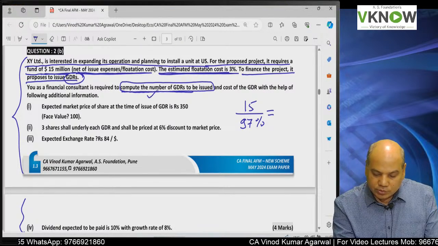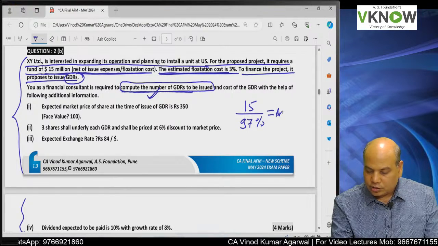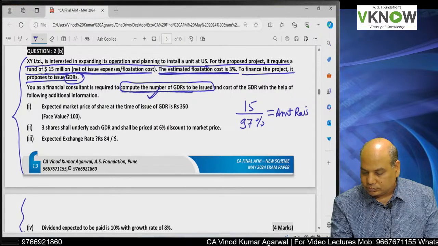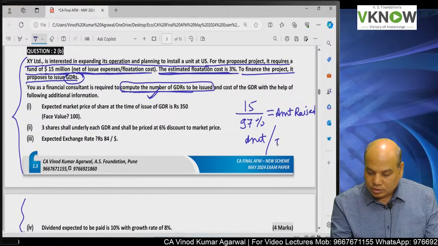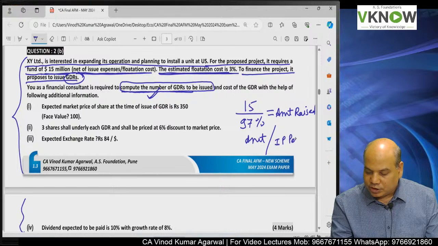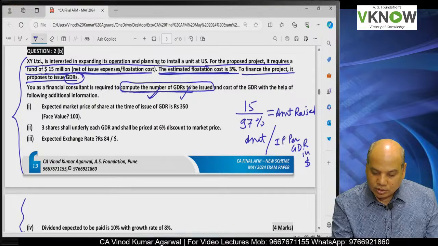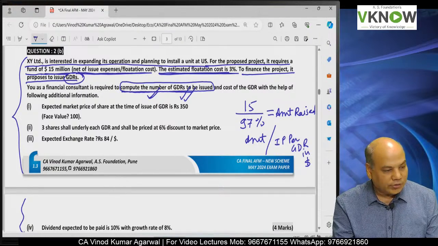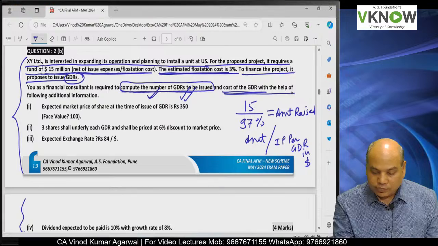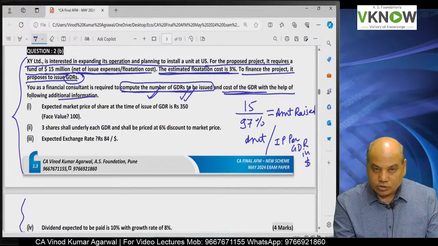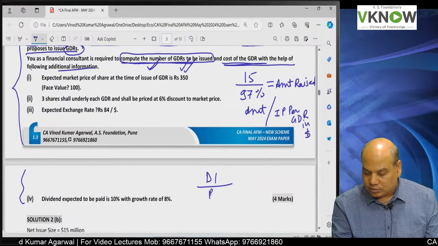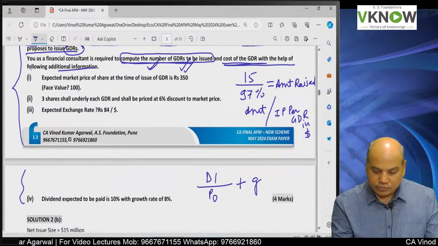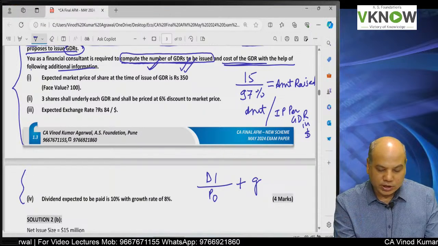So the first question is the number of GDR to be issued. So first I need to compute the amount raised, and that amount raised will be divided by issue price per GDR in dollar, and that will give me the number of GDR to be issued. Second is the cost of GDR with the help of the following additional information. GDR is also an equity share only. So the cost of GDR formula is D1 by P0 plus G. And to help you, they have given you this detail.